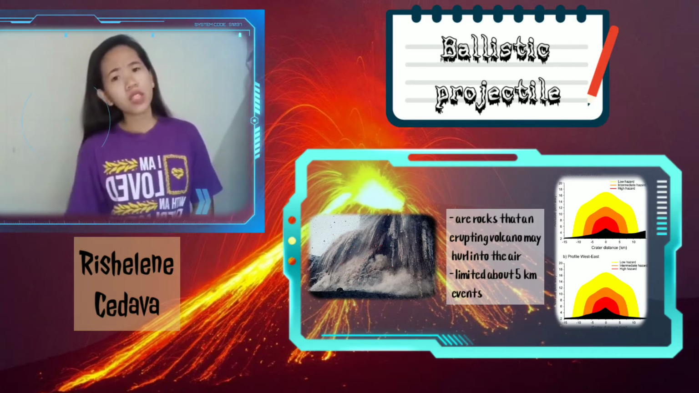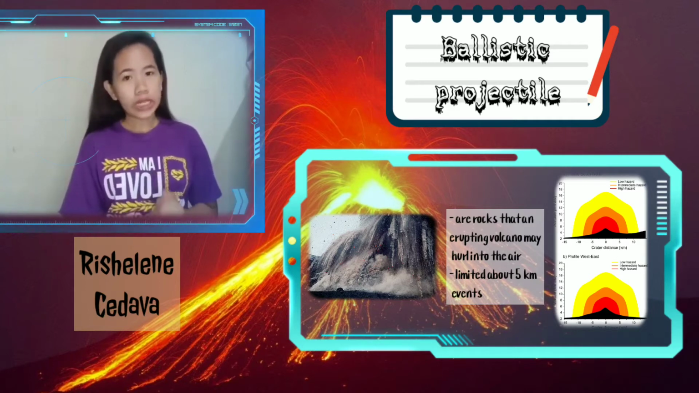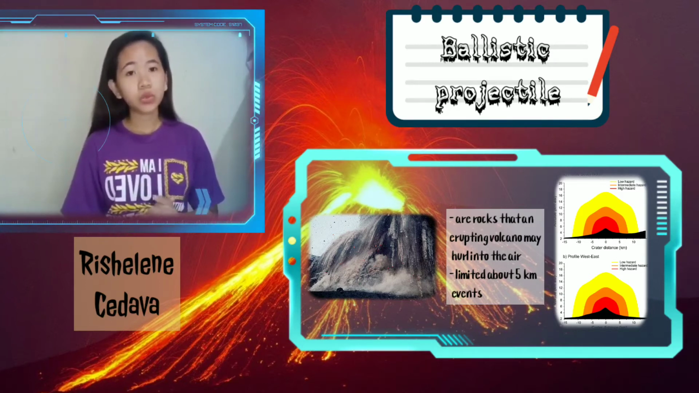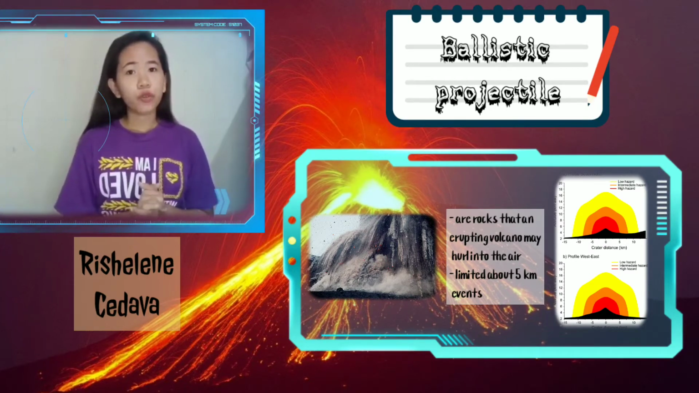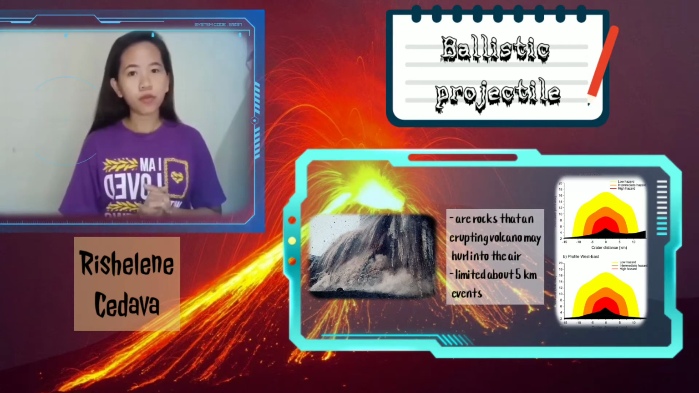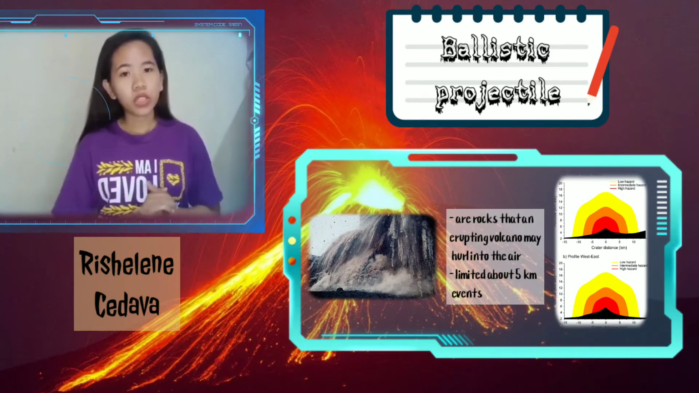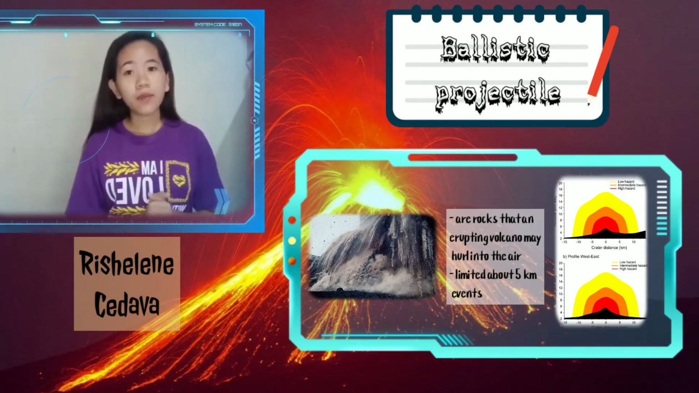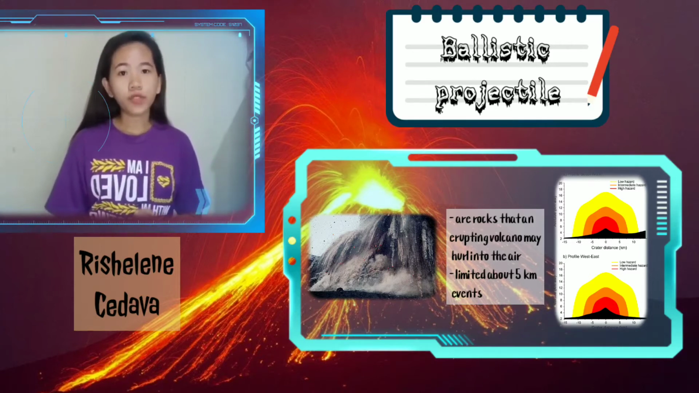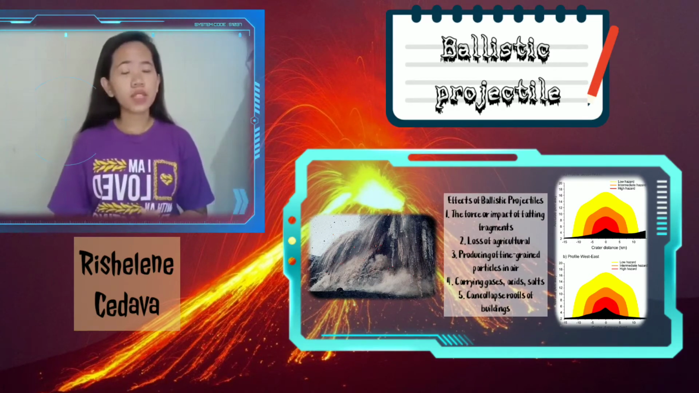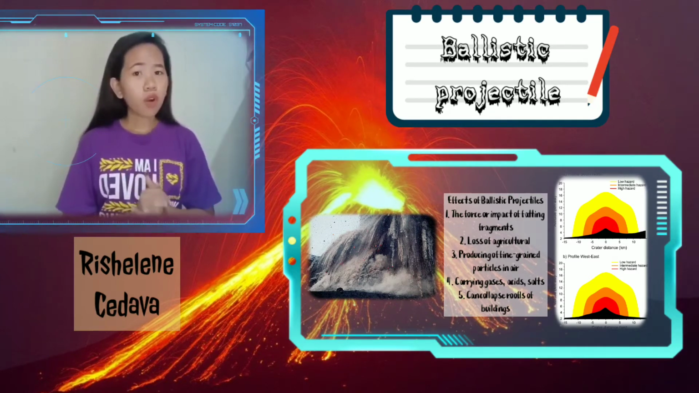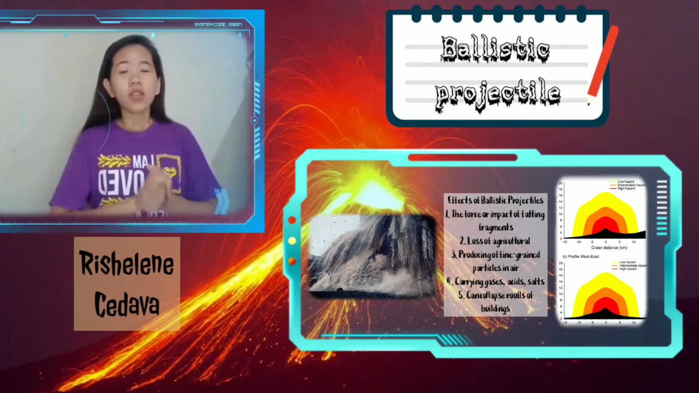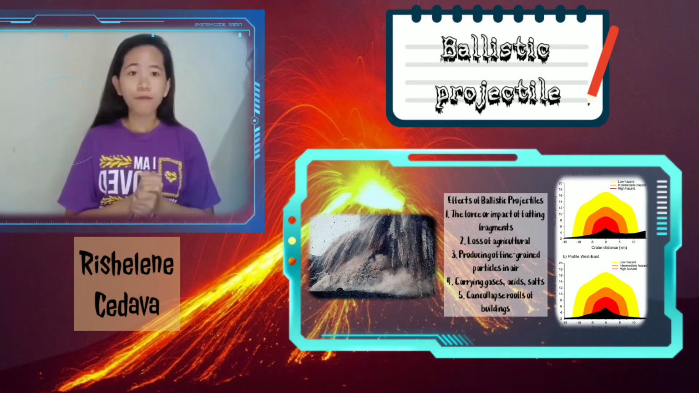These events occur without warning. That's why we need to be ready always, especially if we are near a volcano. Ballistic projectiles are limited to about 5 kilometers from the vent. Next are the devastating effects of ballistic projectiles. We all know that tephra and ballistic projectiles endanger life and property.